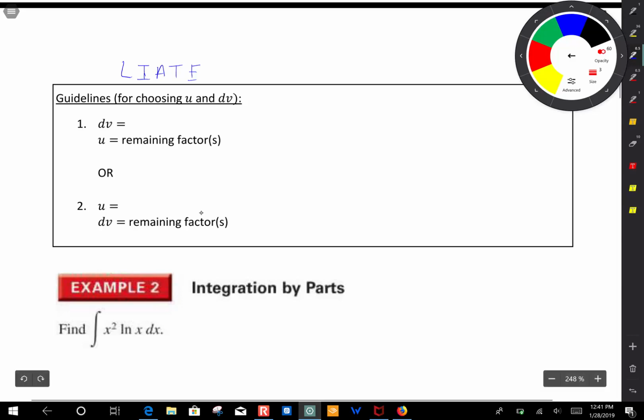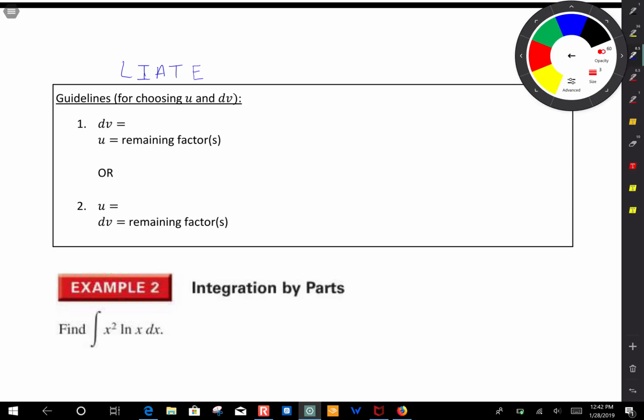What is this acronym helping me do? How does following this acronym help me set up or choose my u and dv? Let me say that one more time: how in the world does this acronym help me choose u and dv? Because I just went in order, correct? u is going to be the first part, and dv is going to be the second part, whatever comes in order in that little acronym.